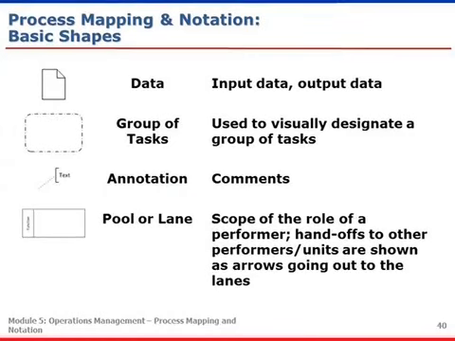The page is the data, or input data or output data, and the square with broken lines is a group of tasks, used to visually designate a group of tasks. And what you see there is text or annotation, which is comments, and the longer rectangular shape is the pool or lane, which is the scope of the role of a performer. Handoffs to other performers or units are shown as arrows out of the lanes.